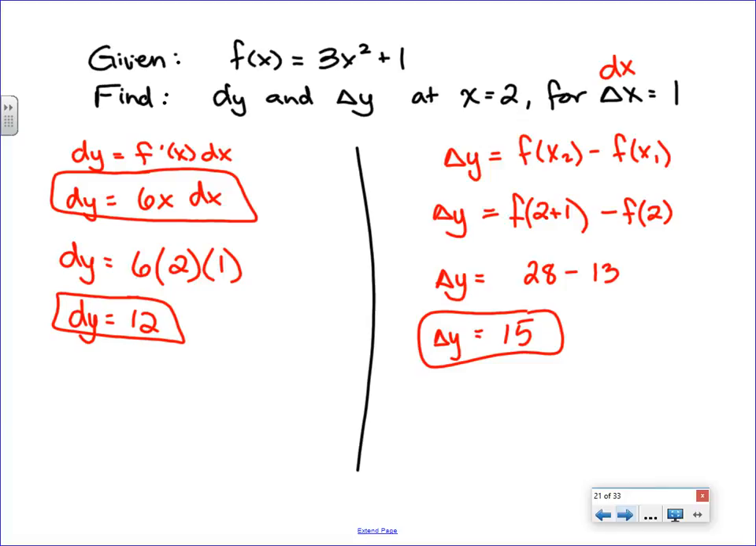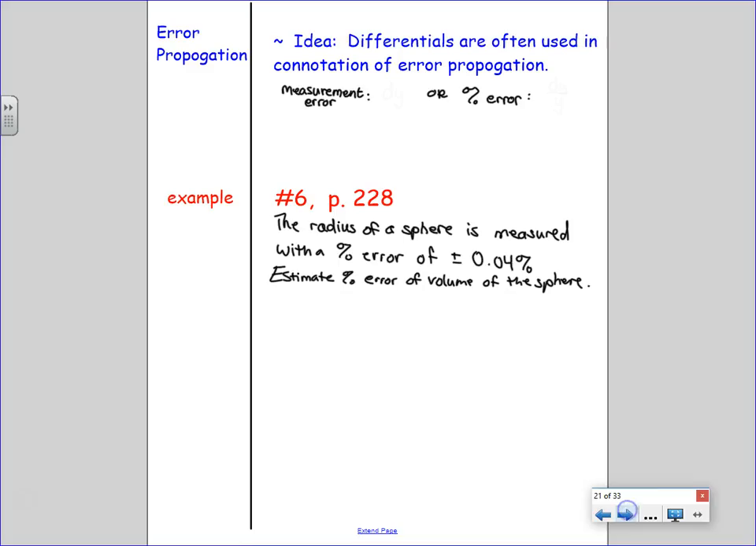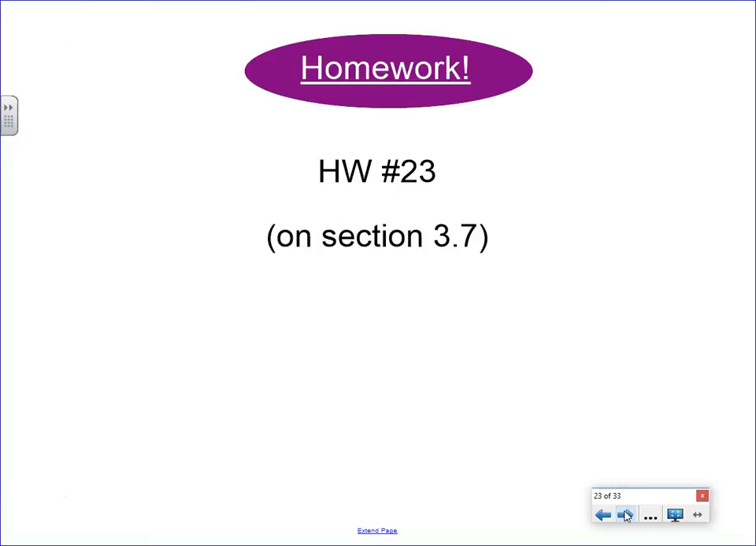I've already taken it out from the homework online. If you printed it out, scratch it, look online. I've already taken out this next topic, error propagation. It's cool. It's good. It's never on the AP. All right, let's keep going. Homework 23 due tomorrow.